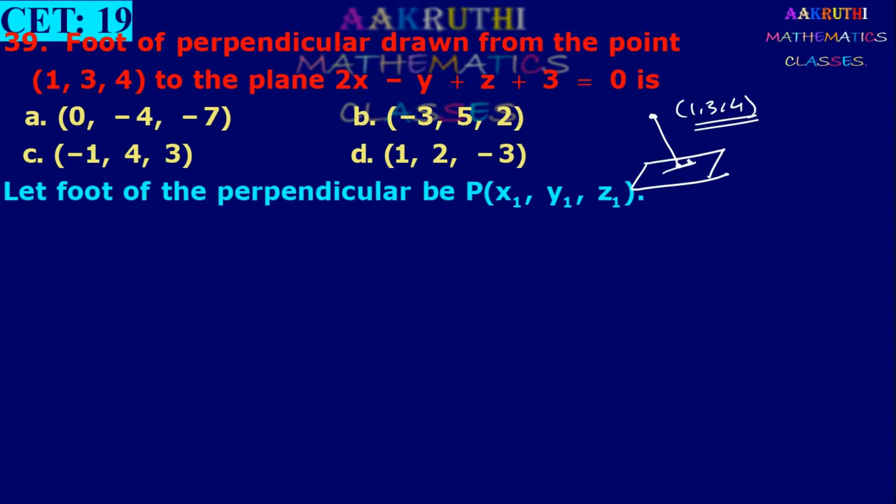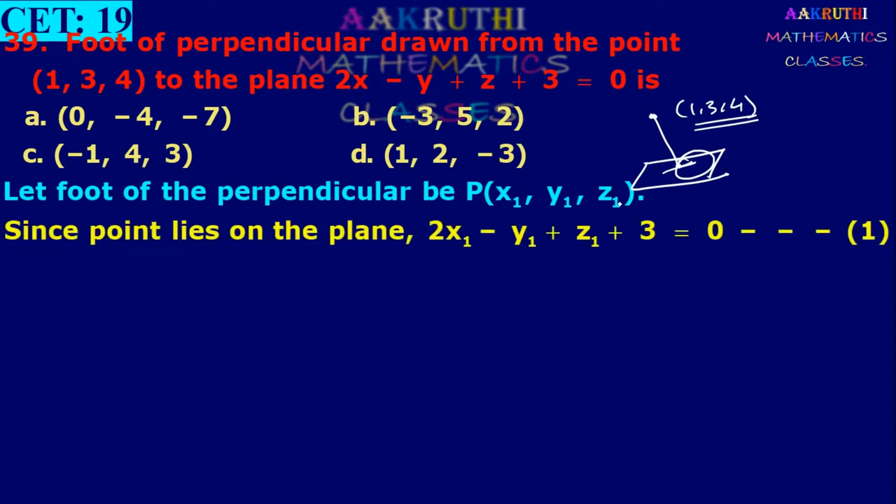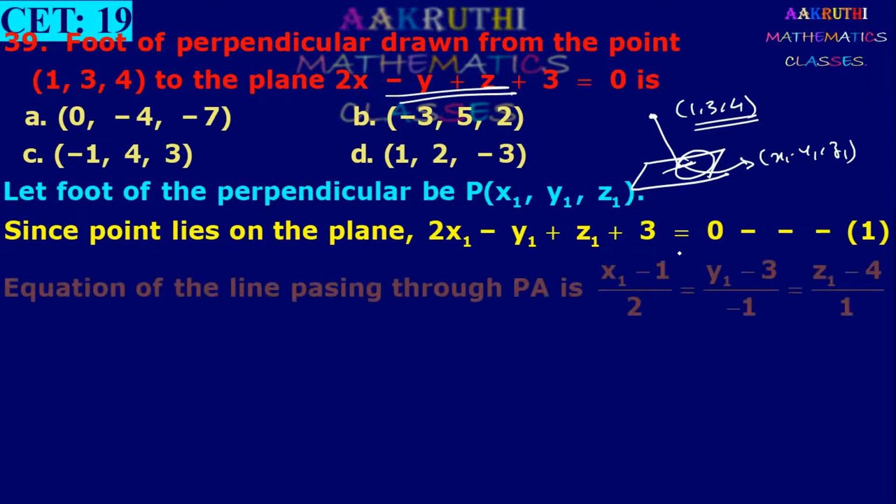We consider the foot of the perpendicular as x1, y1, z1. This point lies on the plane, therefore we can substitute x equal to x1, y equal to y1 and z equal to z1. So we get 2x1 minus y1 plus z1 plus 3 equal to 0. Take this point as x1, y1, z1 and substitute it in the given plane.